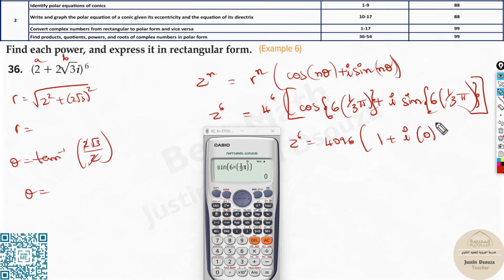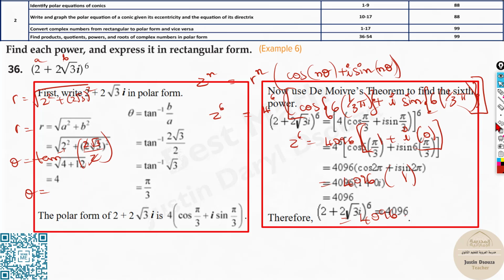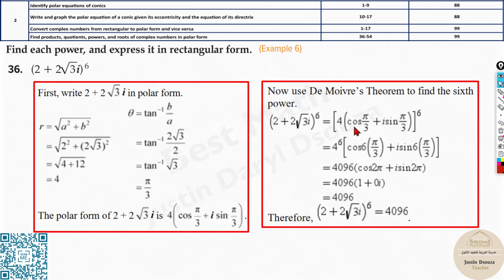So multiplied by 0. This should be big brackets. Now that is 4096 times 1 because this is 0, right? So the answer is 4096. That's it. So the sixth power of this particular term is 4096.